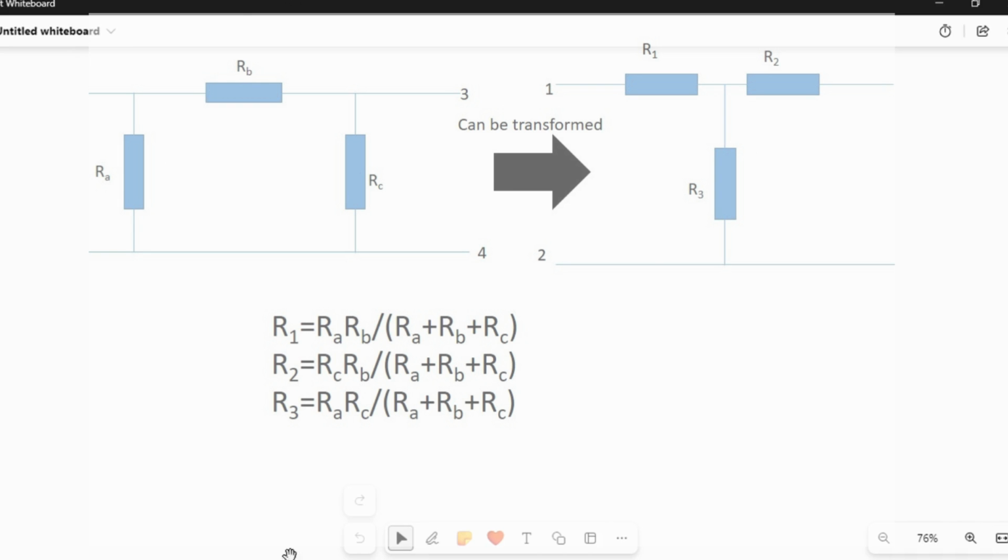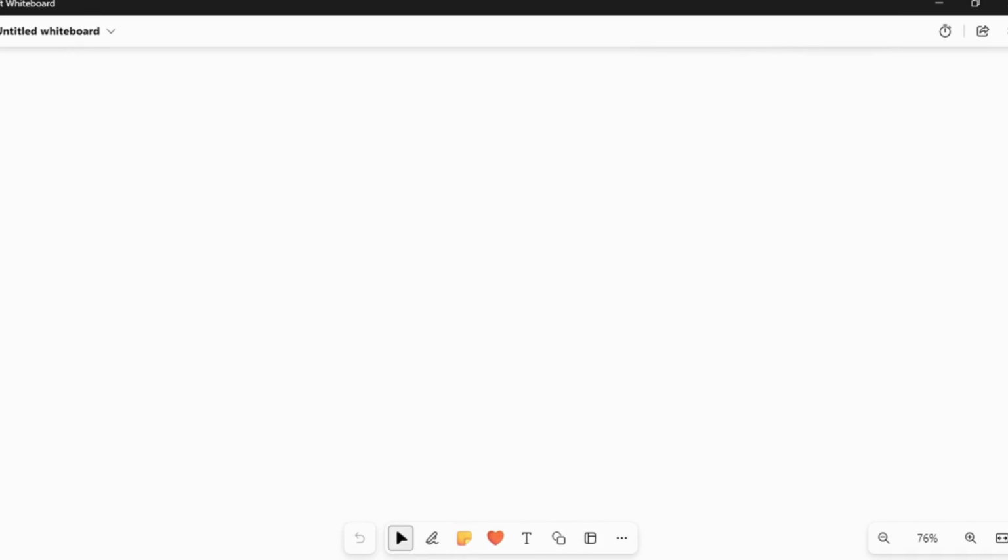Now with these results, let's move to how we do the transformation in reverse. That means if we are given this T or Y circuit, how will we transform it into a phi or delta circuit like this? Then RA, RB and RC must be written in terms of R1, R2 and R3. Here R1, R2 and R3 have been written in terms of RA, RB and RC. So what we should do is the reverse. So now we will do it.